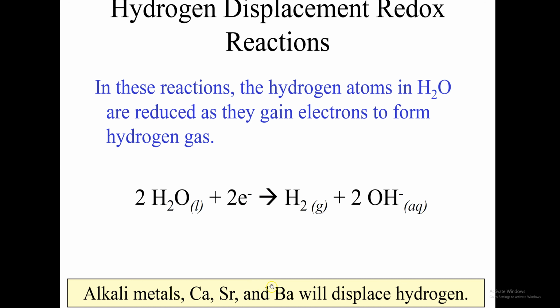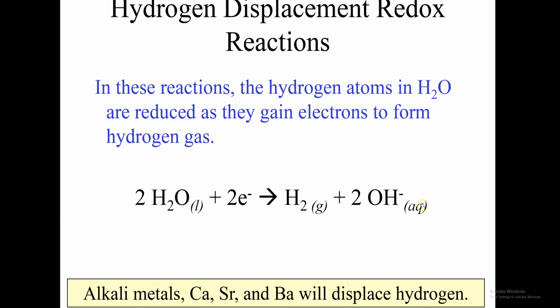All right, our next one's called a hydrogen displacement redox. And again, this is all from the same family. So if you take a look at those reactions, you're going to have the hydrogen atoms in H2O. And as they get reduced, they're going to gain electrons to form hydrogen gas. So water is kind of an interesting case, where hydrogen is going to be displaced. And you're going to end up forming this.